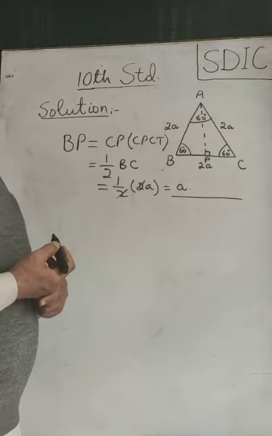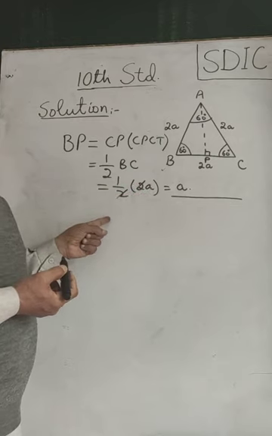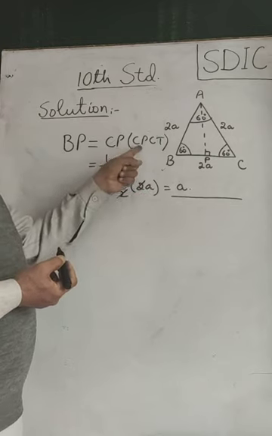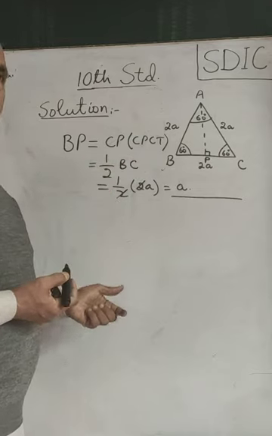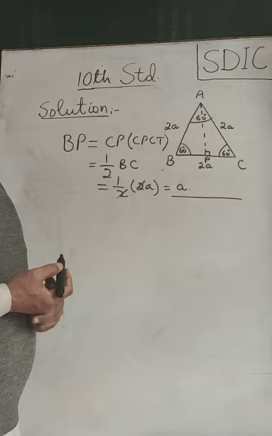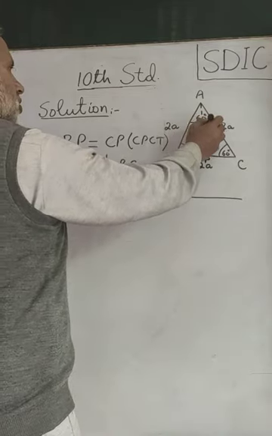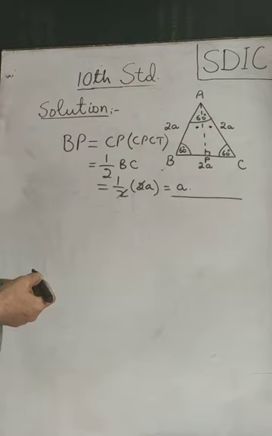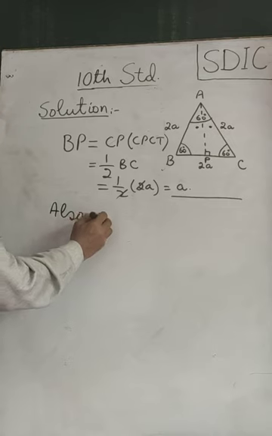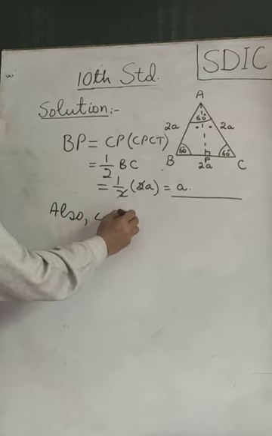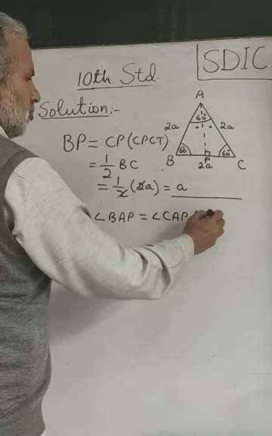Now will be the new thing. We need the angle of 30 degrees, that we will introduce here. The first CPCT result we have used is BP equal to CP. In this case, you have to now use the second CPCT result also. And this will give us these two angles equal according to CPCT. So you write also angle BAP is equal to angle CAP, again by CPCT.